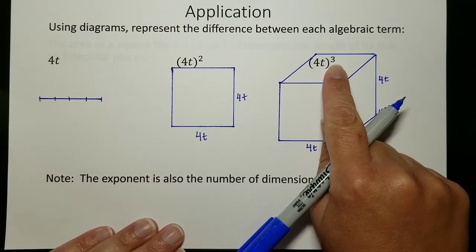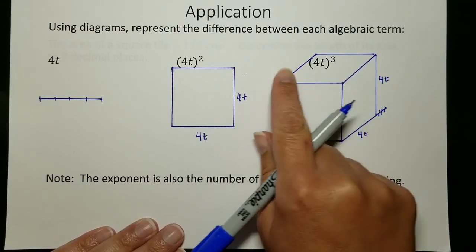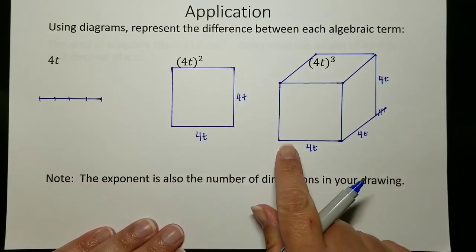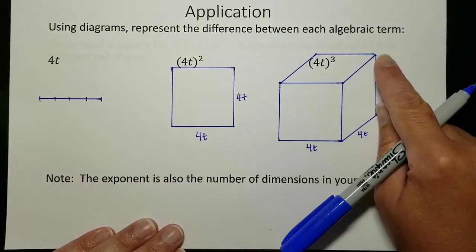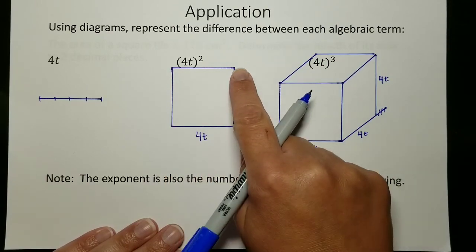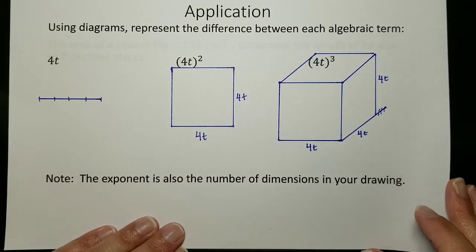And that's what cubed means. It means times itself 3 times. So this length times this length times this length. Squared means times itself once. Okay.